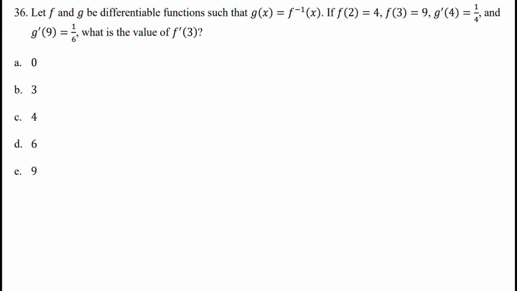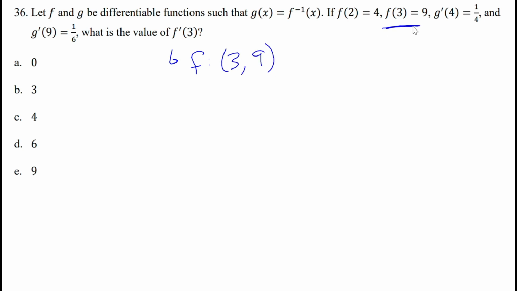For number 36 here, we've got f and g that are differentiable functions and are inverses of each other. Right? G of x equals f inverse. And we're given some values of f, f of 2 and f of 3, and the value of g prime at 4 and g prime at 9, and we want to know the value of f prime at 3. Well, this is an inverse rule problem. It tells us that f has a point 3 something. In fact, we know that point.